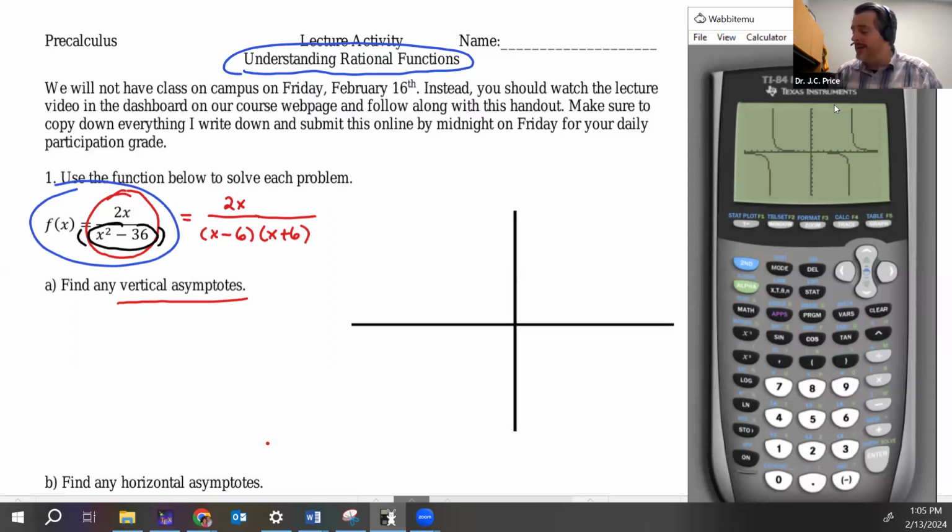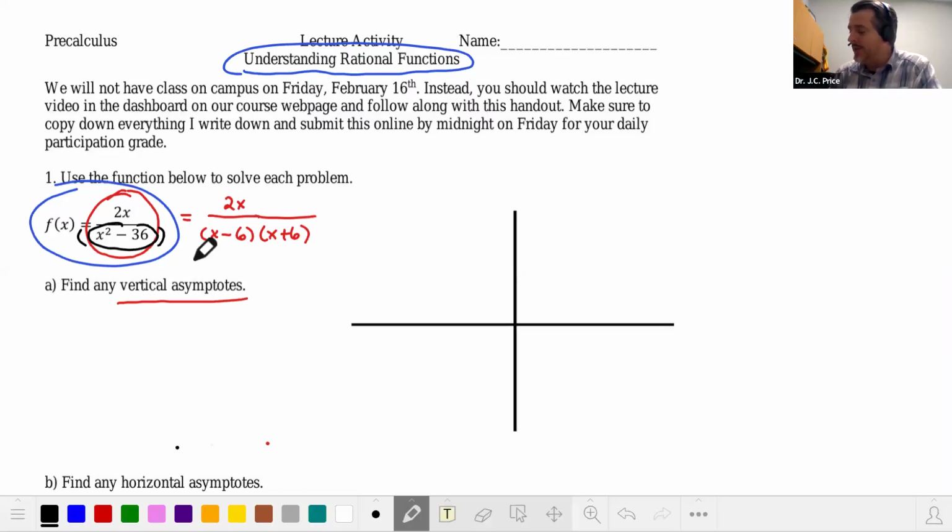Now, how do we find them? It's actually very simple to do. You just take the denominator and set it equal to 0. So that's how you find vertical asymptotes. So you take x minus 6 times x plus 6. And we got to show work, right? So we just say set equal to 0.